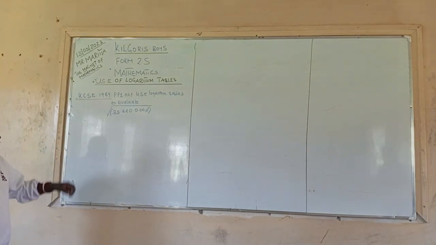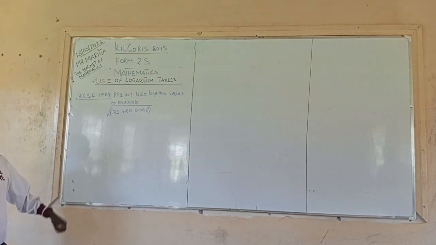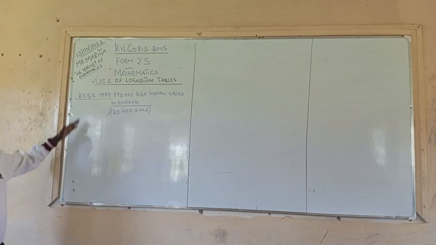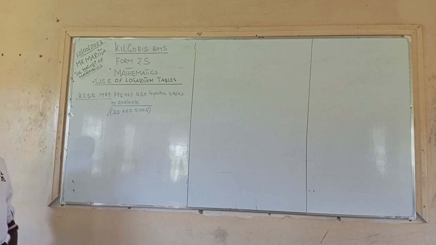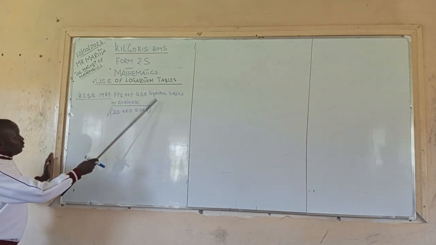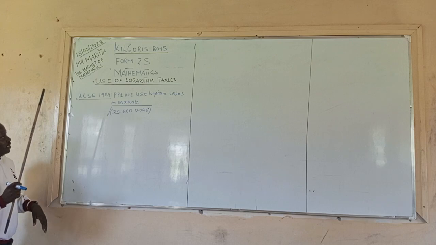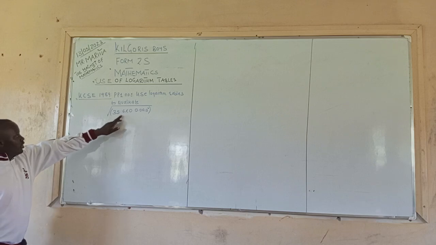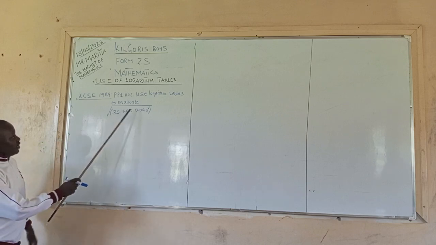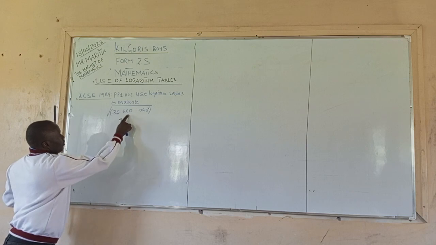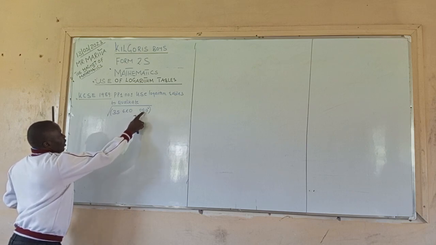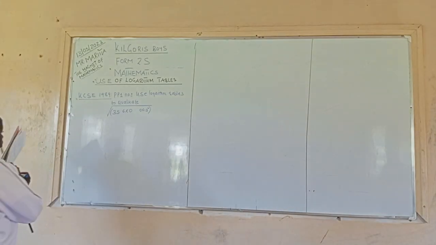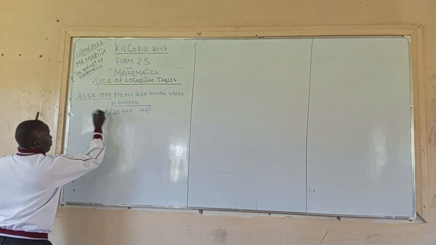Yesterday we were looking at the use of logarithm tables, and I gave you the assignment of KCSE 1989. This is question 1 of KCSE 1989, whereby you were supposed to use logarithm tables to evaluate 35.6 times 0.0613 squared. This was a cube root, so there is a cube root there.